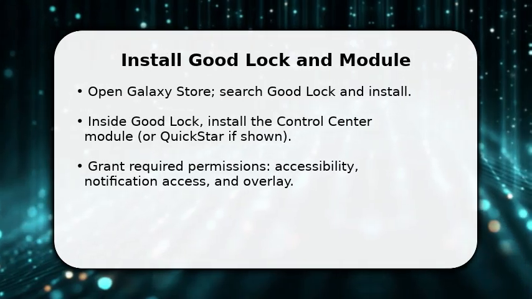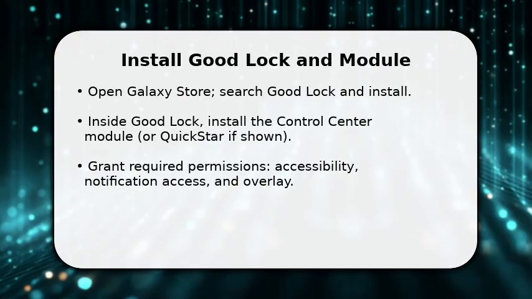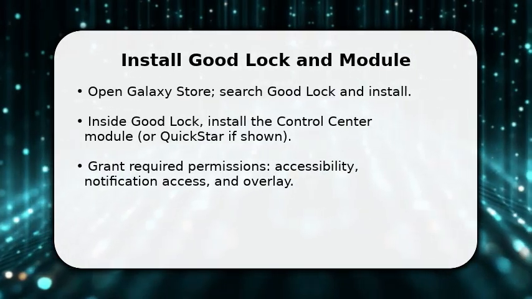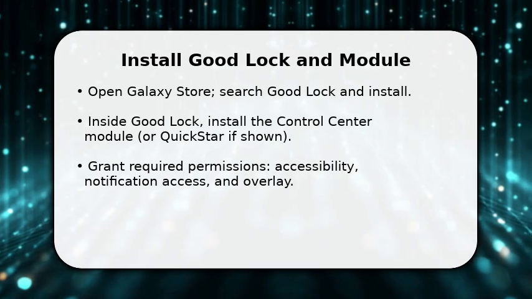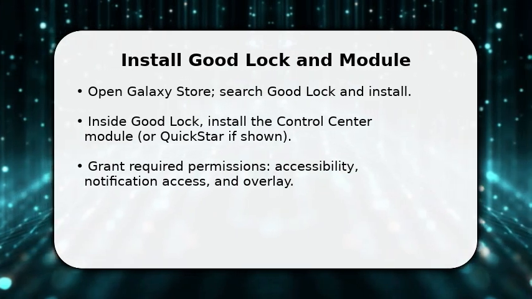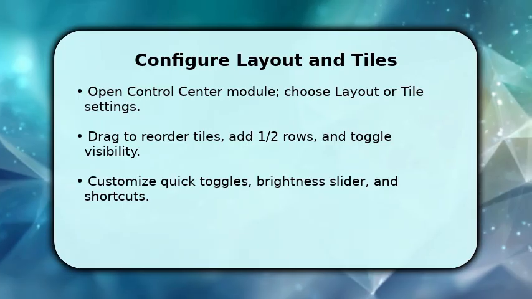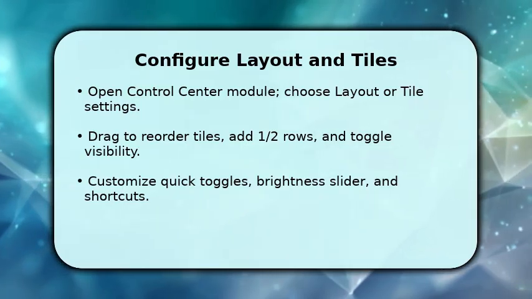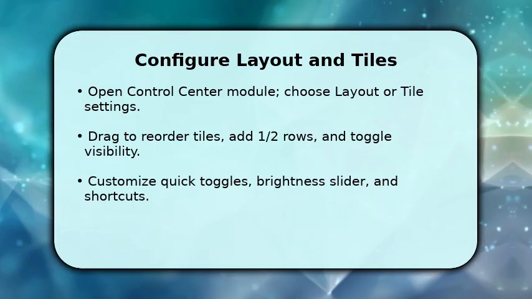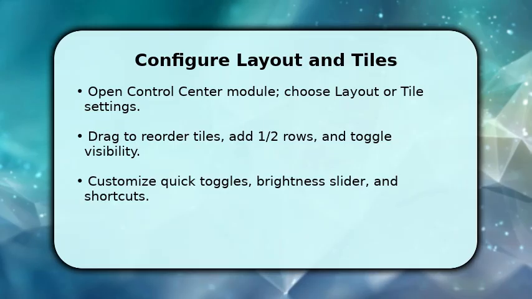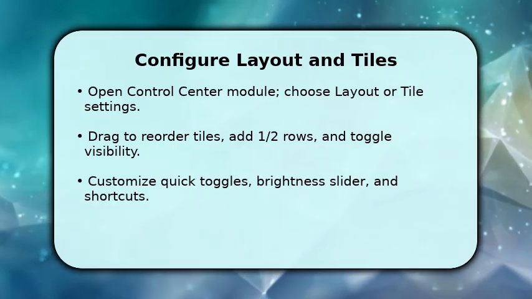This step is required because Samsung restricts direct Control Center edits in One UI 7, so the module is the only supported way to modify the panel layout and tiles. Now open the Control Center module interface and select Layout or Tile Settings. You will see a drag-and-drop grid. Drag tiles to reorder, tap plus to add items, and remove ones you don't want. Make sure to adjust row count and spacing if available.